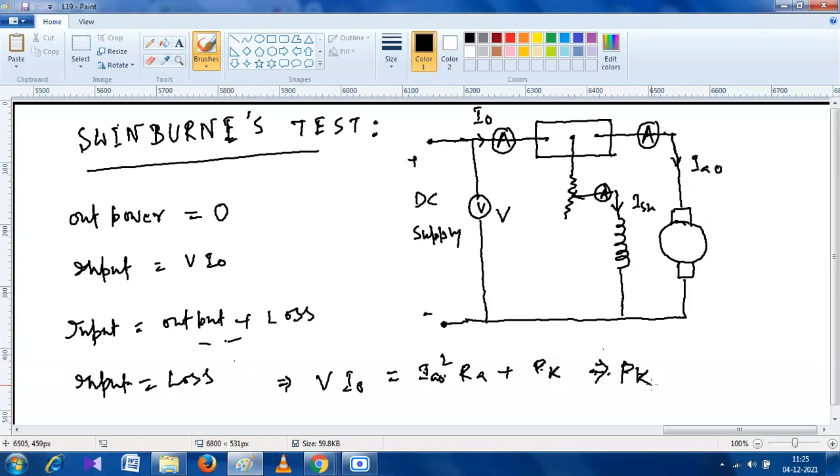So what should be the value of Pk? VI0 minus Ia0 square into Ra. Is it so or not? Ayush?